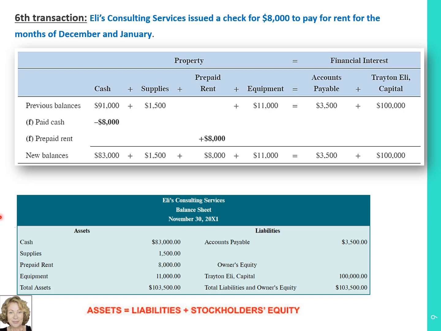We prepare our first financial statement, the balance sheet, by listing all property accounts as assets. On the other side of the balance sheet, we list the financial interest accounts as liabilities if the money is owed to vendors or other creditors, and we list the money owed to the owners under owner's equity. The balance sheet shows the financial position on a given date. In our example, Eli's Consulting Services prepared the balance sheet as of November 30th, 2021.